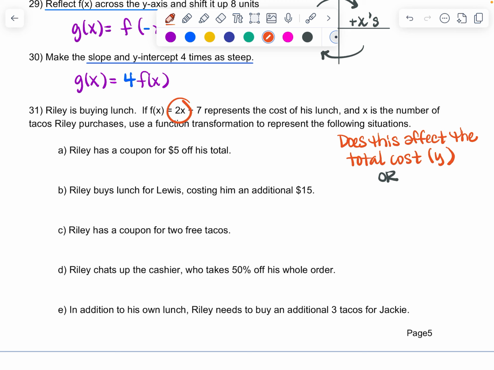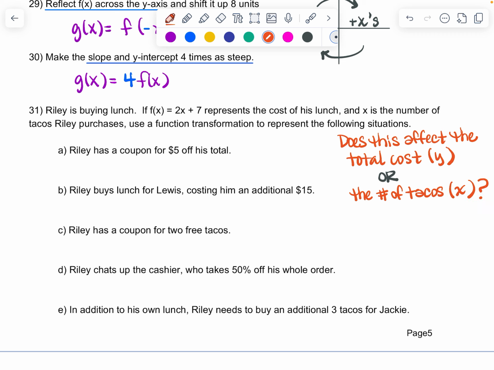And remember, the slope is 2, which is basically saying that it's $2 per taco. So he's spending $7 on something else, like a drink and a burrito or whatever. But basically he's spending $7 on something else, but he's adding $2 per taco. So does this affect the total cost or the number of tacos he's buying? Number of tacos, because that's what the x variable represents here.